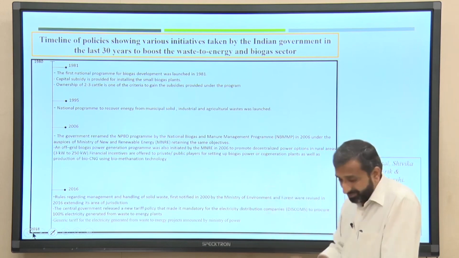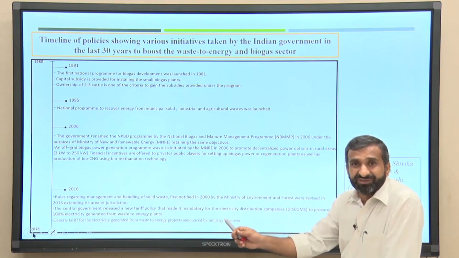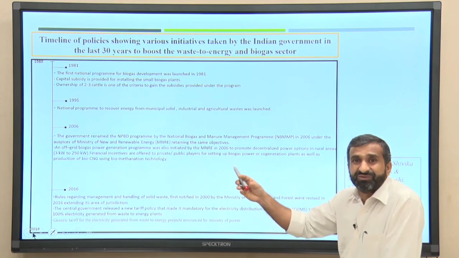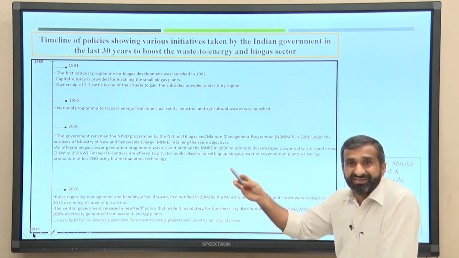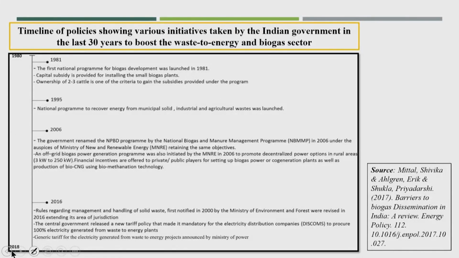Here, waste to energy means the same gas could be used for cooking purposes, which is one kind of energy, and the same methane gas can also be converted into electricity. So, this is also one kind of energy production. In 1981, the first national program for biogas development was launched, and ownership of 2 to 3 cattle was one of the criteria to gain the subsidies provided under the program.